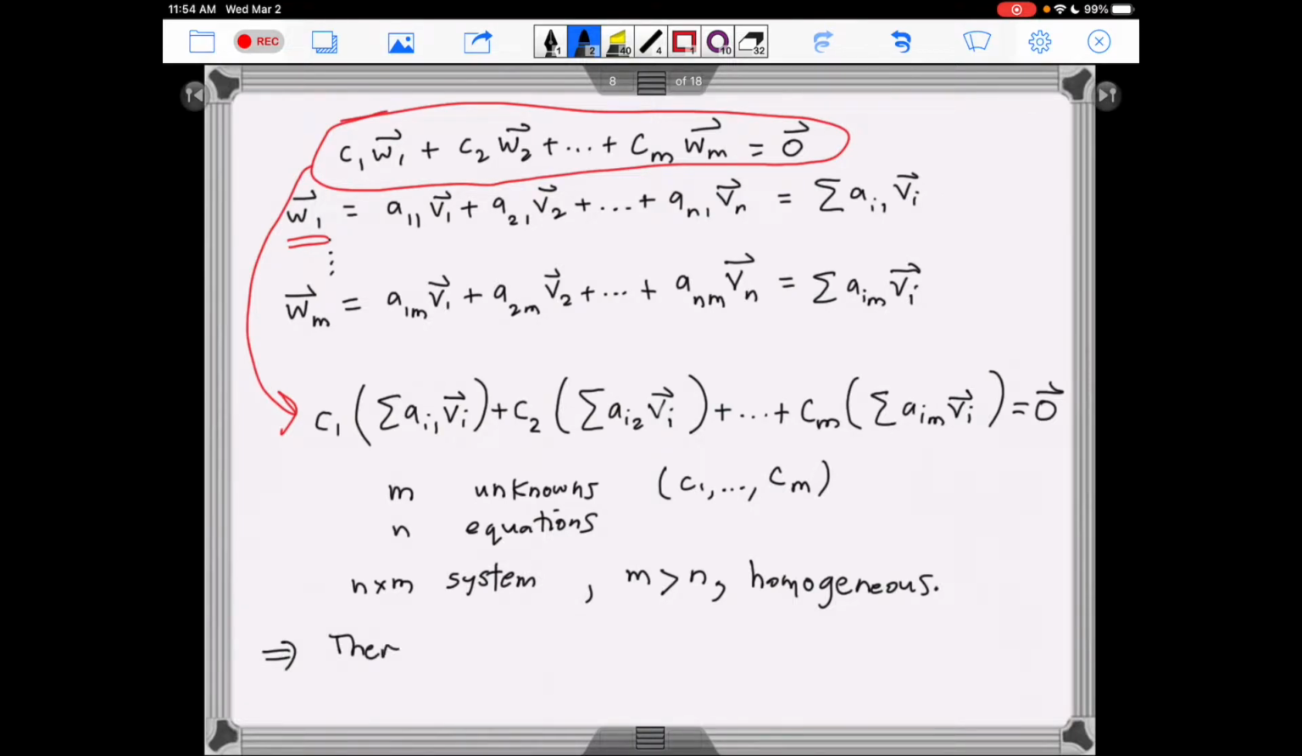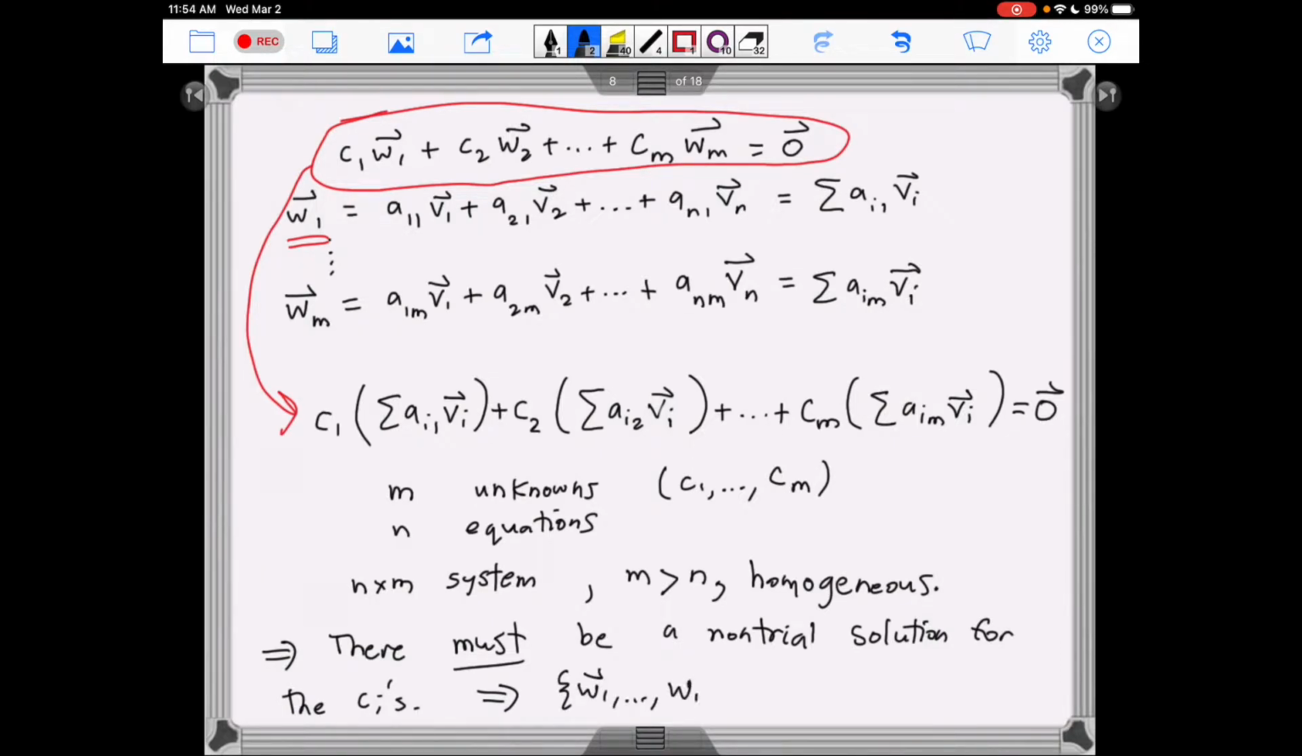So what does this mean? This means there must be a non-trivial solution for the CIs. And so W1 until Wm are linearly dependent.